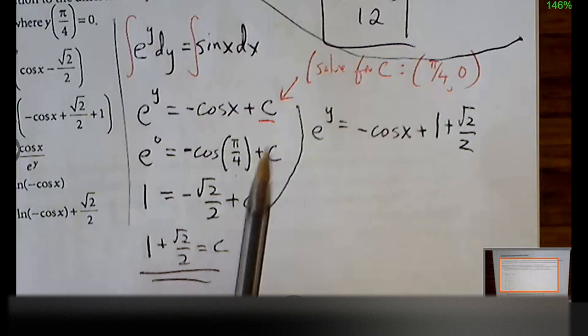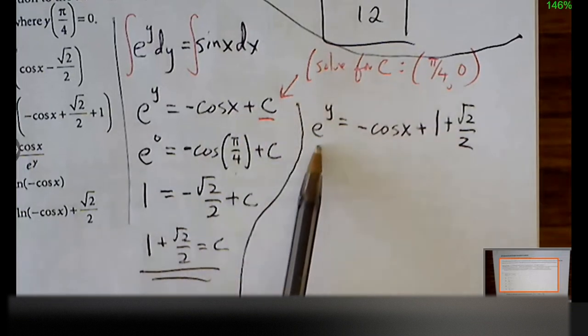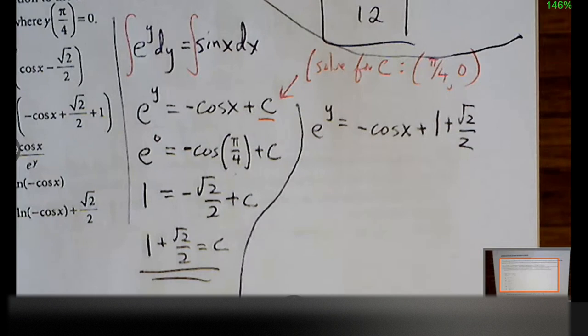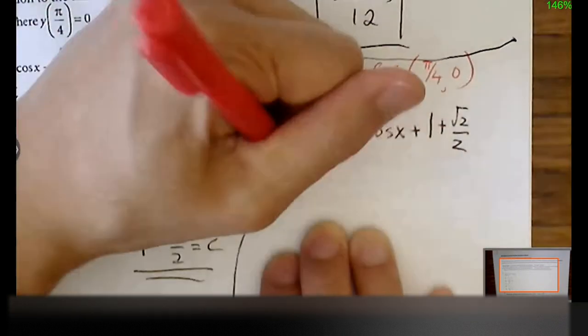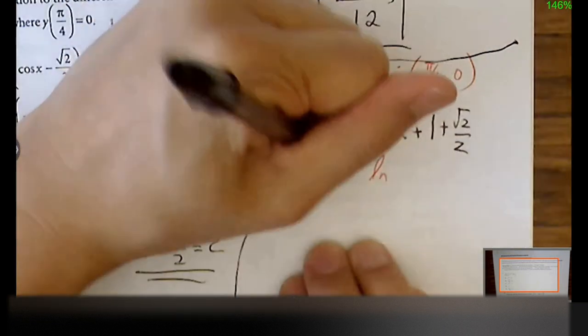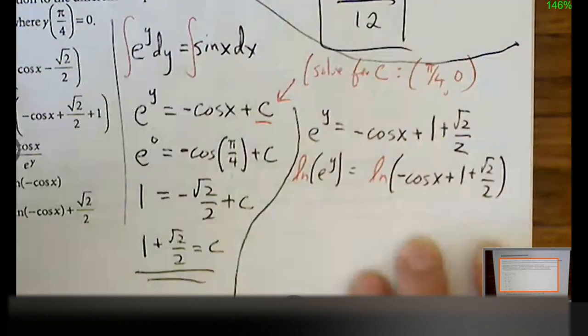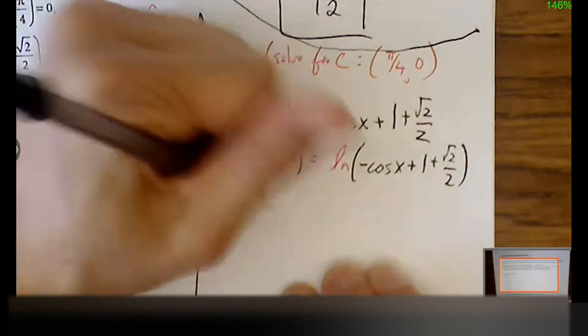So I inserted the 1 plus root 2 over 2 into the c value, and now I'm just going to solve for y. What can we do to get y by itself? Natural log. Yeah, natural log both sides. Doesn't look very pretty, but I think one of our answer choices will match up nicely.